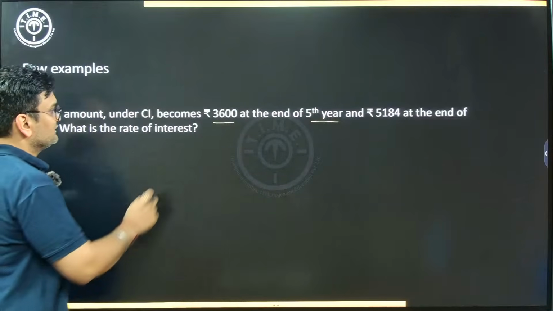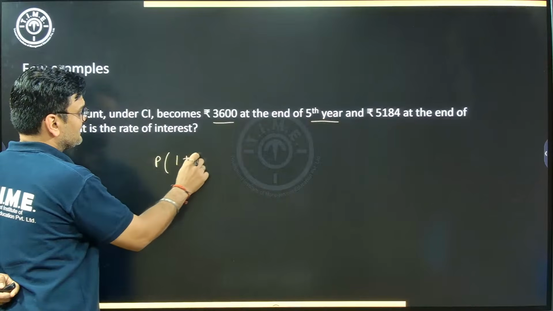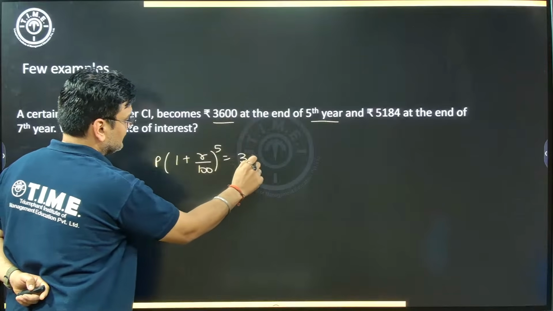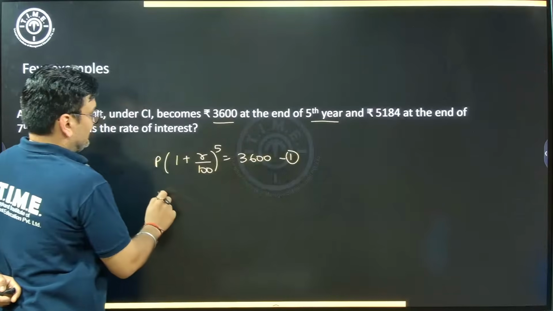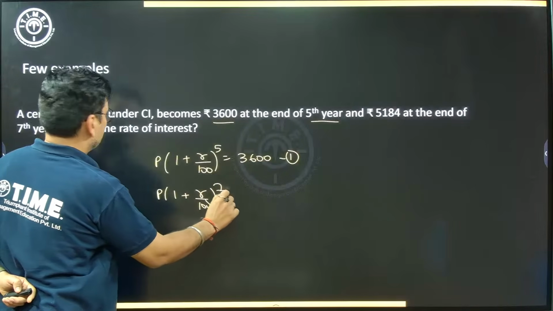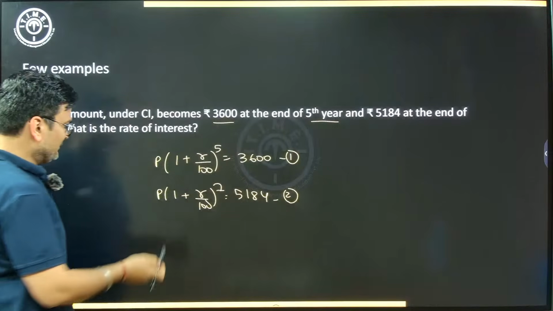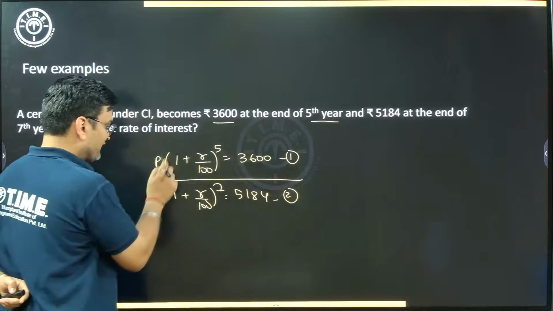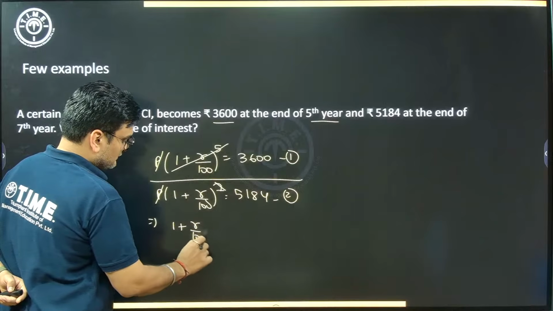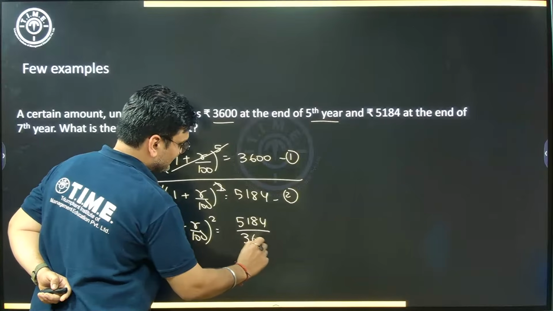So by the way, the formula that we have is the 5th year amount is P into 1 plus R by 100 whole power number of years, which is 5 in this case. And at the end of 7th year is P into 1 plus R by 100 whole power 7. This is 5184. He's asking us for R. Simple. Now you divide these two. The moment you divide, P will cancel out. Whole power 5 will cancel out. You'll be left with 1 plus R by 100 whole square. So it's going to be 5184 upon 3600.